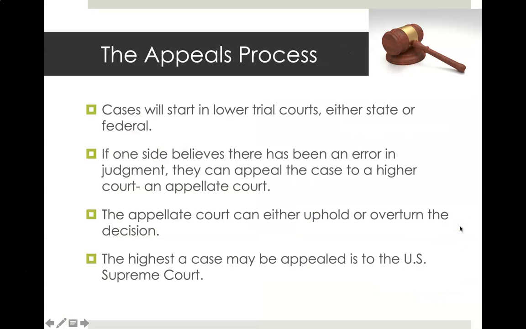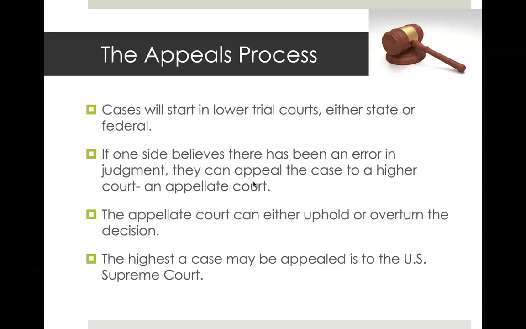Now, the appeals process. So let's say, again, you're convicted of a crime or some sort of case, and you feel like you've been wrongly convicted and you want it to be appealed. Okay, so typically those cases start in the lower courts, either state or federal. If one side believes there's been an error in judgment, they can appeal the case to a higher court, the appellate court. Now, again, just so you know, criminal cases do not go to the Supreme Court.